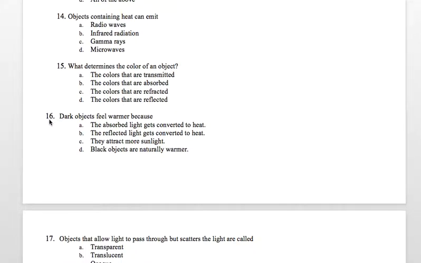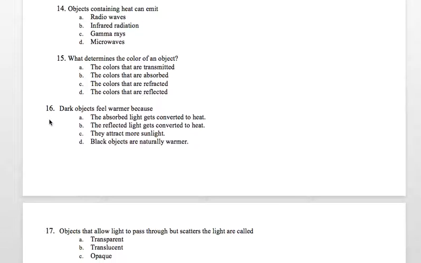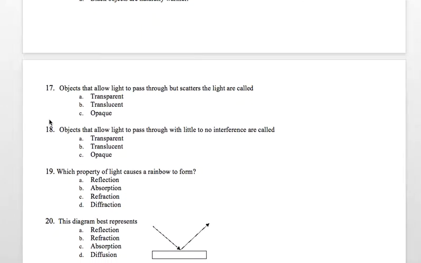16, dark objects feel warmer because A, the absorbed light gets converted to heat, B, the reflected light gets converted to heat, C, they attract more sunlight, or D, black objects are naturally warmer. Number 17, objects that allow light to pass through but scatter the light are called A.